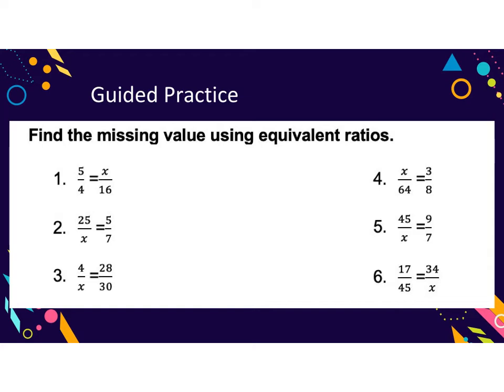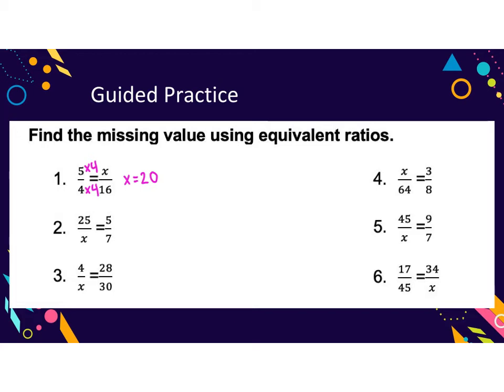For question number 1, I noticed that I know both of the numbers for my denominators. So I would want to see how we got from 4 to 16. Well, 4 times 4 is 16. So then I would also multiply the top by 4 as well. And when we do, 5 times 4 would be 20. So x equals 20. So 5 to 4 is an equivalent ratio to 20/16.